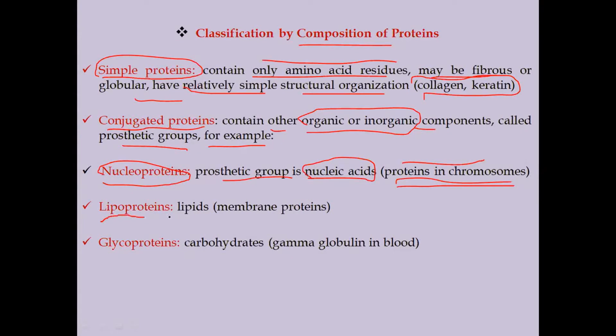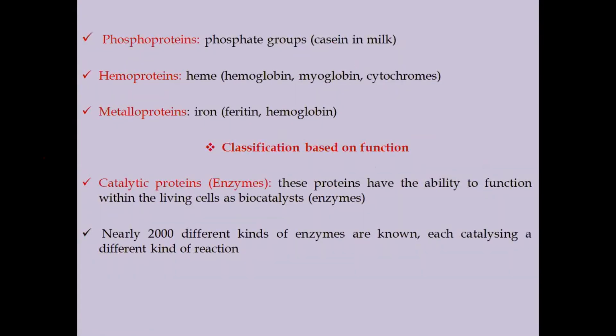The next one is lipoproteins. In this, the prosthetic group is lipids and they are present in membranes. The next one is glycoproteins. They contain carbohydrate as a prosthetic group. An example of glycoprotein is gamma globulin present in the blood. The next one is phosphoproteins. They contain a phosphate group as a prosthetic group, and the example is casein, which is present in milk.